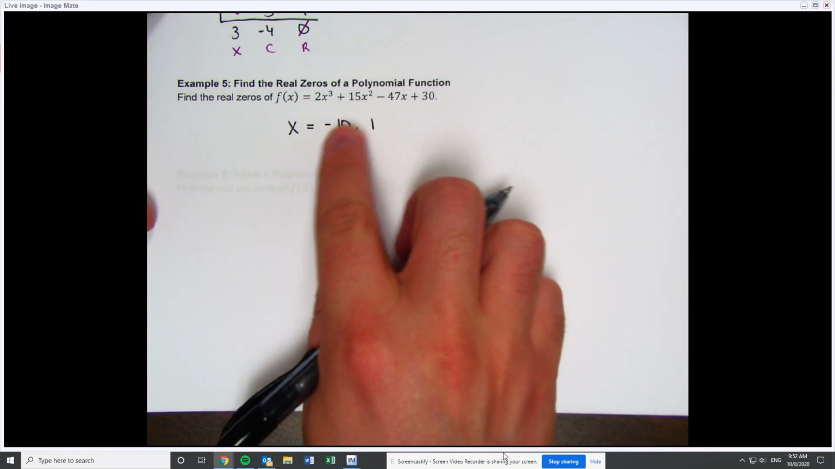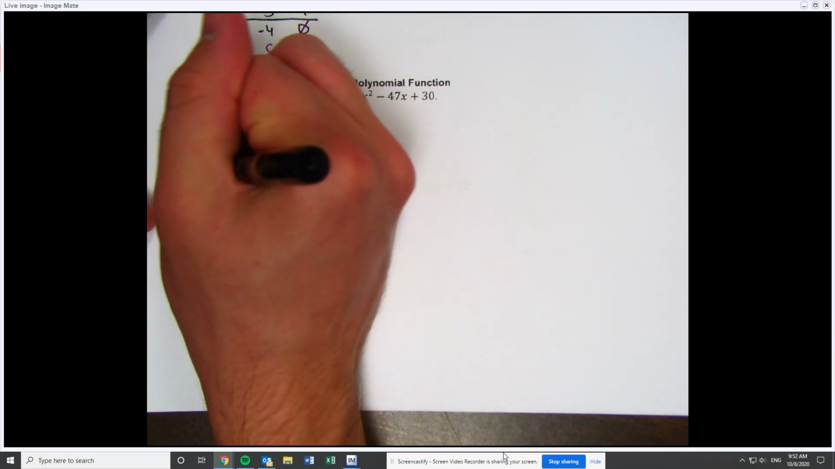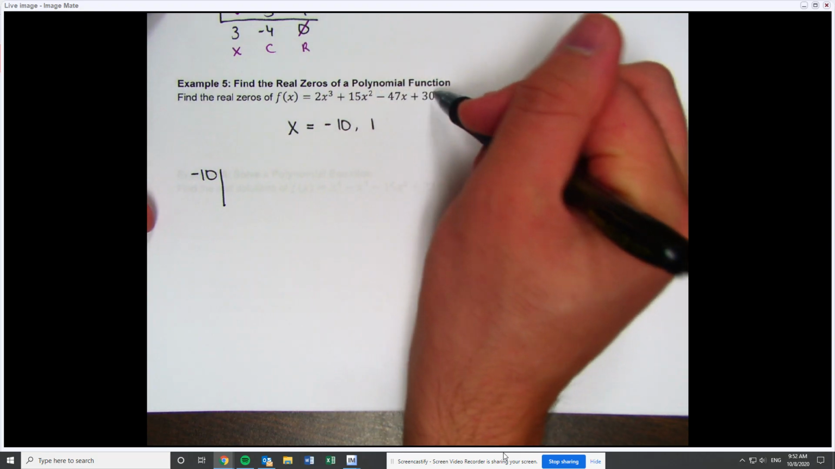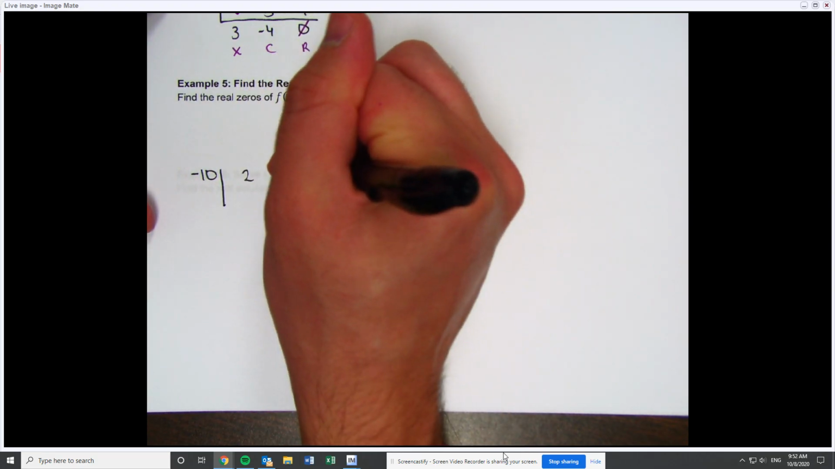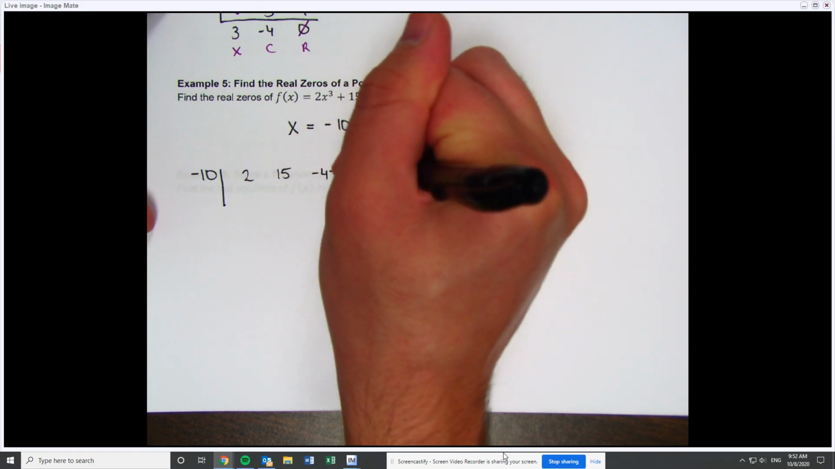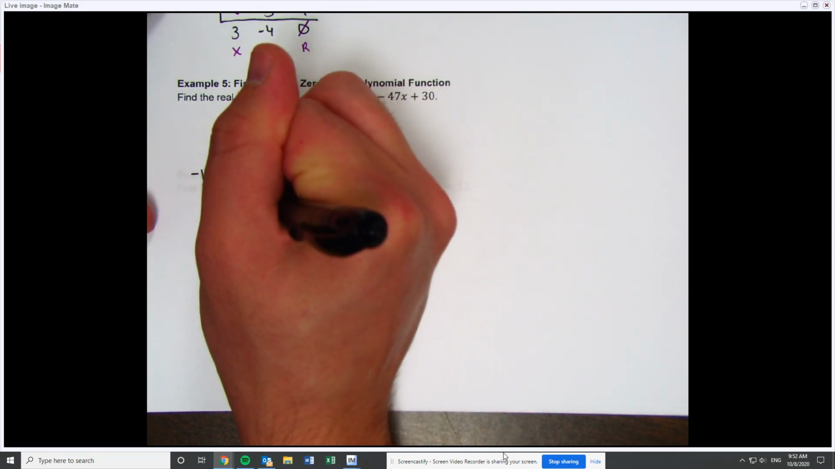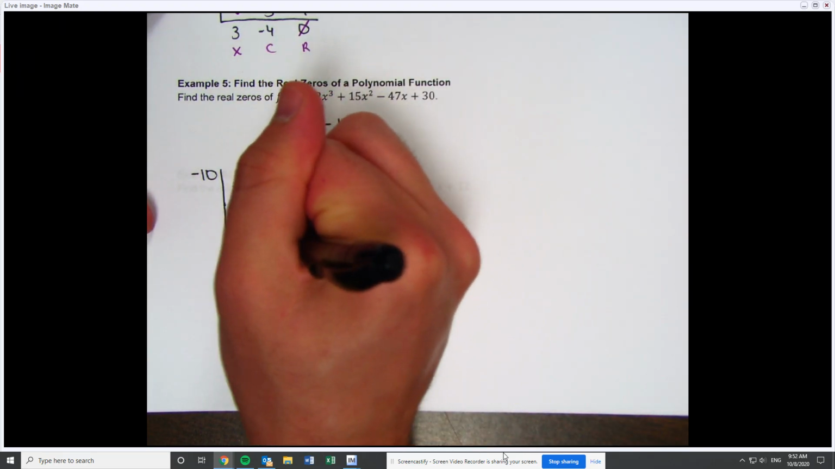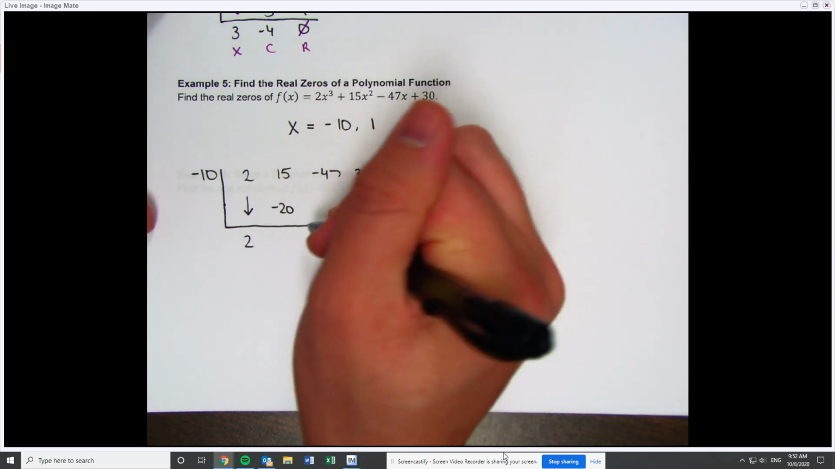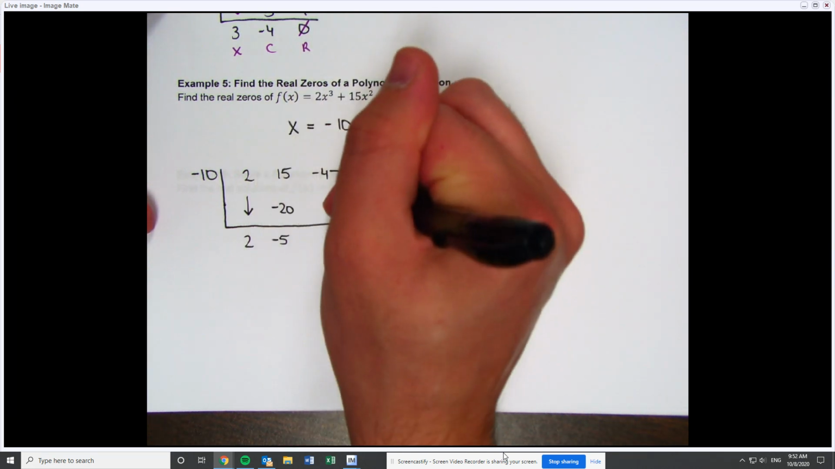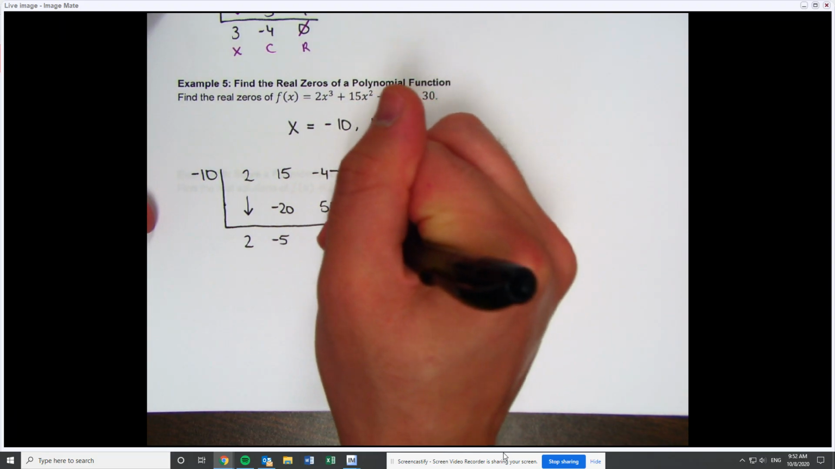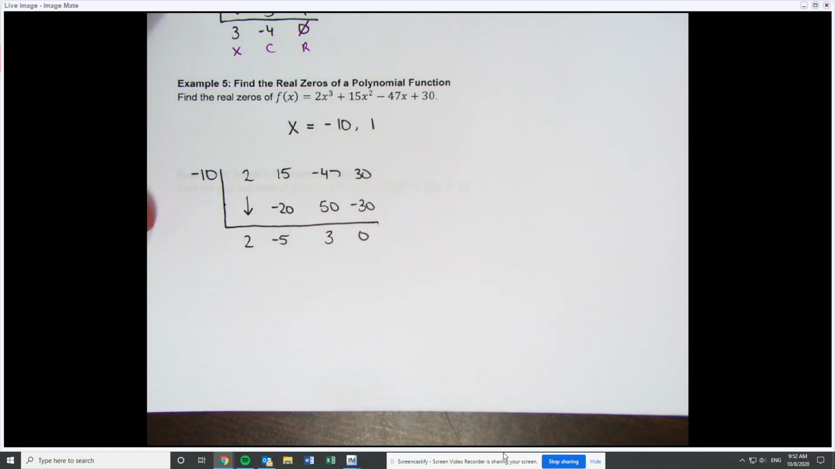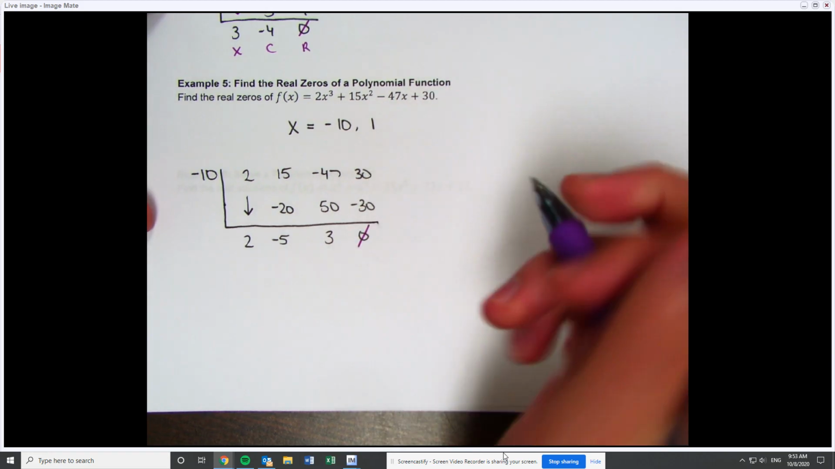This means I can do synthetic division twice. So I'll start with negative 10. Degrees 3, 2, 1, none. Everything's there. I have 2, 15, negative 47, and 30. Now, dropping the 2 straight down, that's going to give me negative 20. That's going to give me negative 5. That gives me 50. That gives me 3, negative 3, and 0. Everything worked out great because I ended with 0, just like we knew we would.